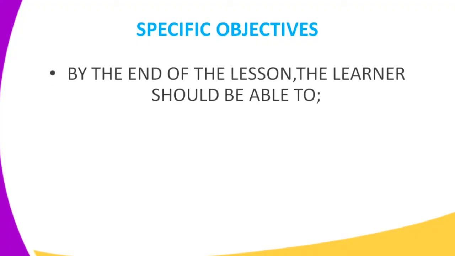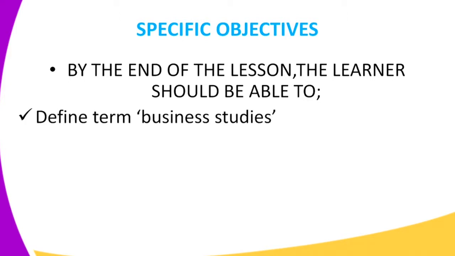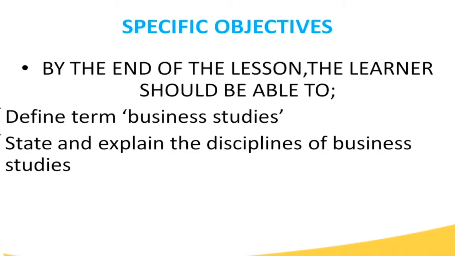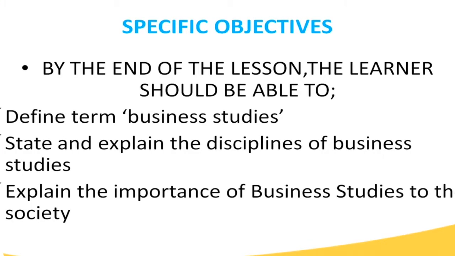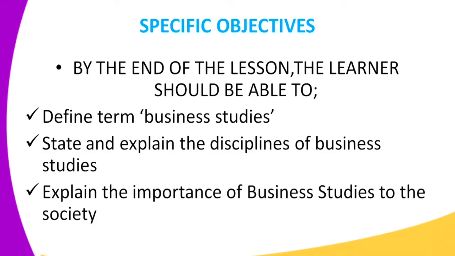Our specific objectives for the lesson include: by the end of the lesson, the learner should be able to define the term business studies, state and explain the disciplines which he also refers to as the subjects of business studies. And you should also be able to explain the importance of business studies to the society. How does the society benefit with business studies?